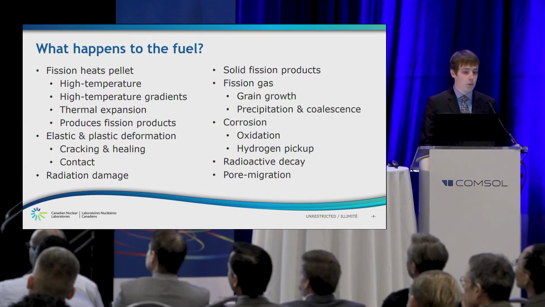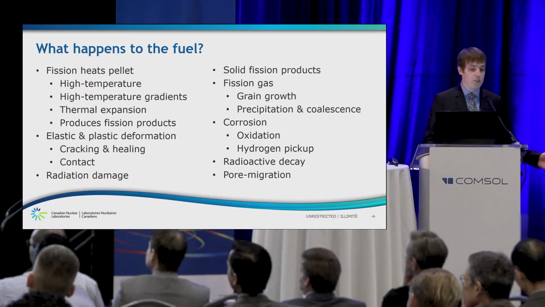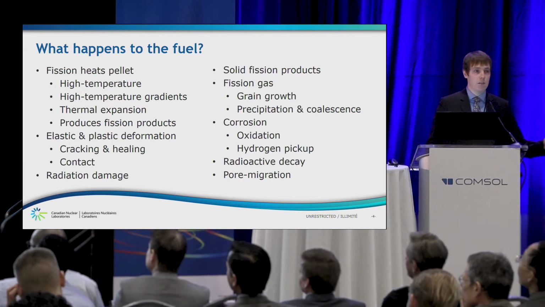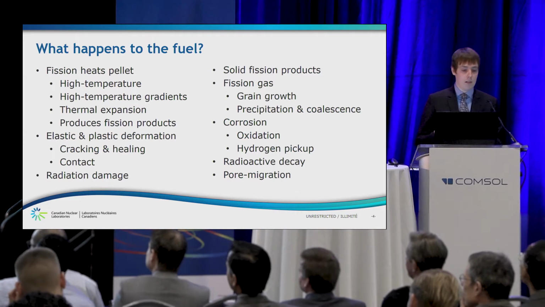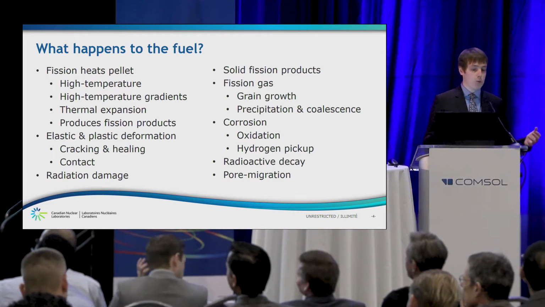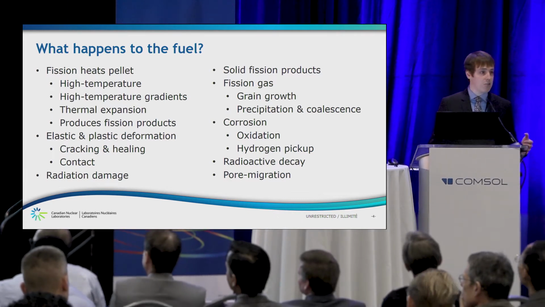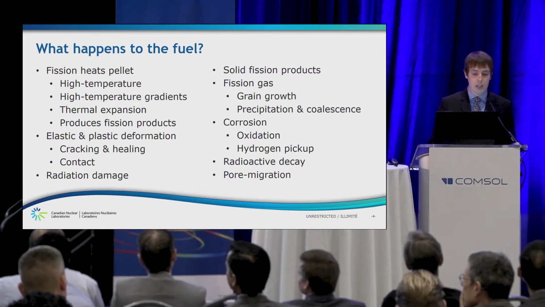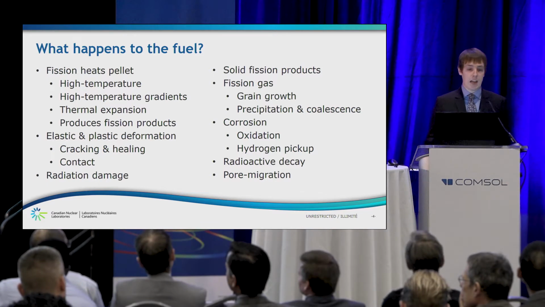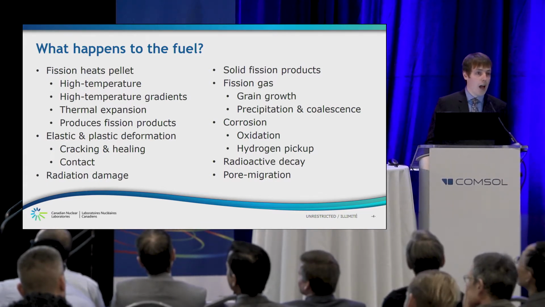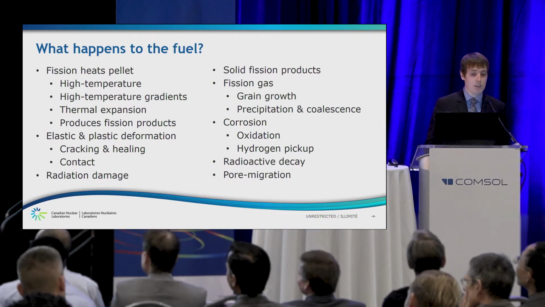So what happens to the fuel? Well, as I mentioned, when it's placed in the reactor, it undergoes a nuclear reaction, fission, that produces heat in the fuel. The fuel is the pellet. That produces a high temperature and high temperature gradients. These ceramic pellets actually have very poor thermal conductivity, which means we need high temperature gradients to drive the heat out. High thermal gradients and high temperatures mean a lot of thermal expansion.